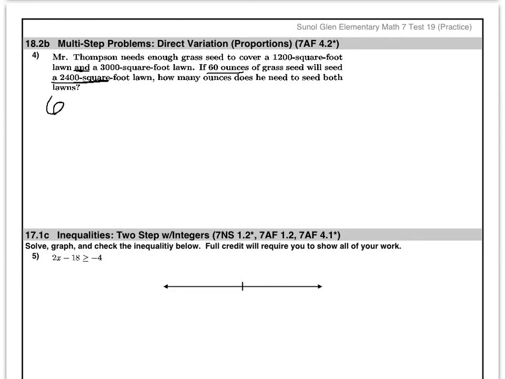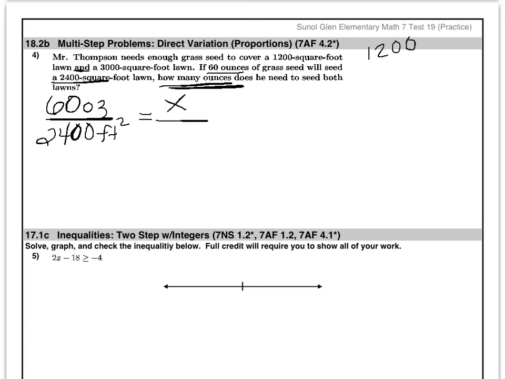So we're going to write it: 60 ounces to 2,400 square feet is equal to, and we're trying to solve for how many ounces. That means my variable is up on the numerator for ounces, and it has to cover both of his lawns, which was really 1,200 for one lawn and 3,000 for the other lawn. So it has to cover 4,200 square feet. So that's what we put in our denominator.